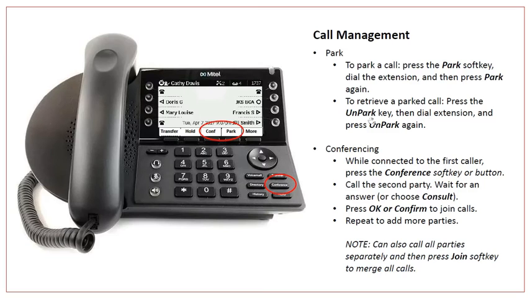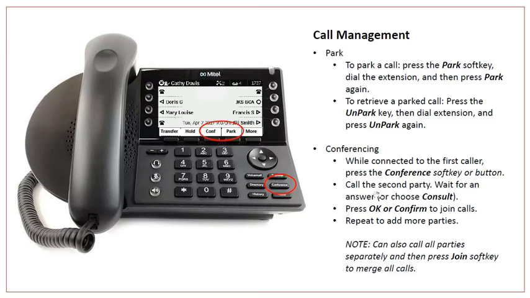As we mentioned before, unpark is one of the soft keys that's available when the phone is idle. We can press unpark, extension, and unpark to bring the call to us wherever we are. So if I want to meet in the conference room for the call instead of my office, I can go down to the conference room and I can still use the unpark feature to retrieve the call there.